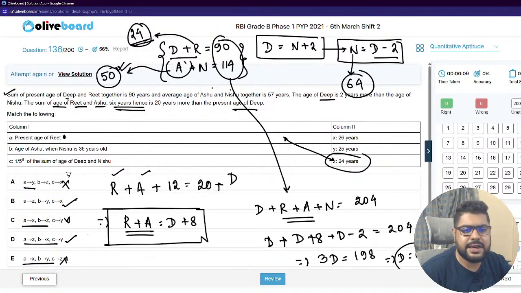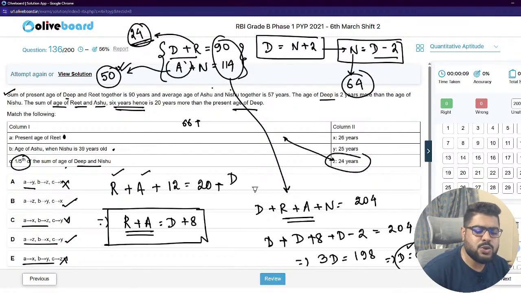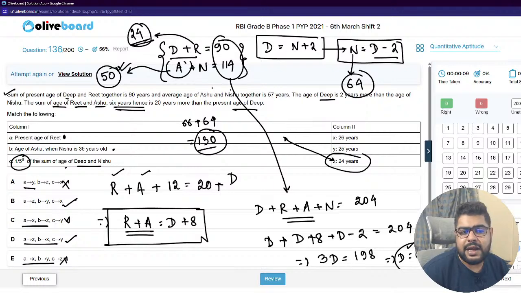तो चलो और एक चेक कर लेते ना सर. अच्छा, एज ऑफ अशु नहीं, ये कैलकुलेशन ज्यादा बड़ा होगा. Let's take this 1/5 of the sum of Deep and Nishu. So Deep का भी पता है 66 plus Nishu is what sir? Nishu is 64 sir. अरे, so this is 65, 2s are 130. So average, sorry, 1/5 they are asking. So this will be 226.